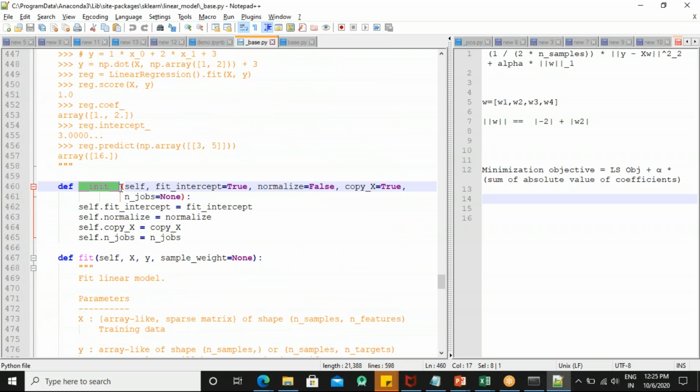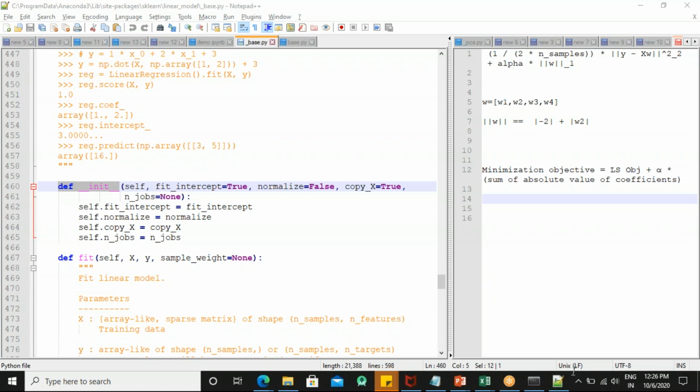And can anyone tell me what is this, guys? In Python, double underscore init double underscore is a special function. What is this known as? Guys, what is this function known as? It is asked in interviews. It is known as constructor. Like those who know Java, there is a default constructor, right? So this is a constructor equivalent of Java.